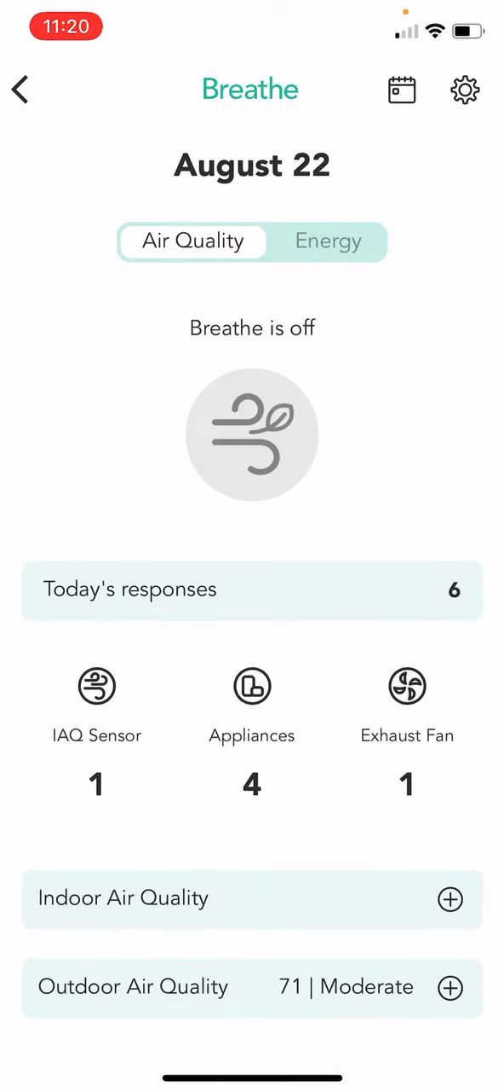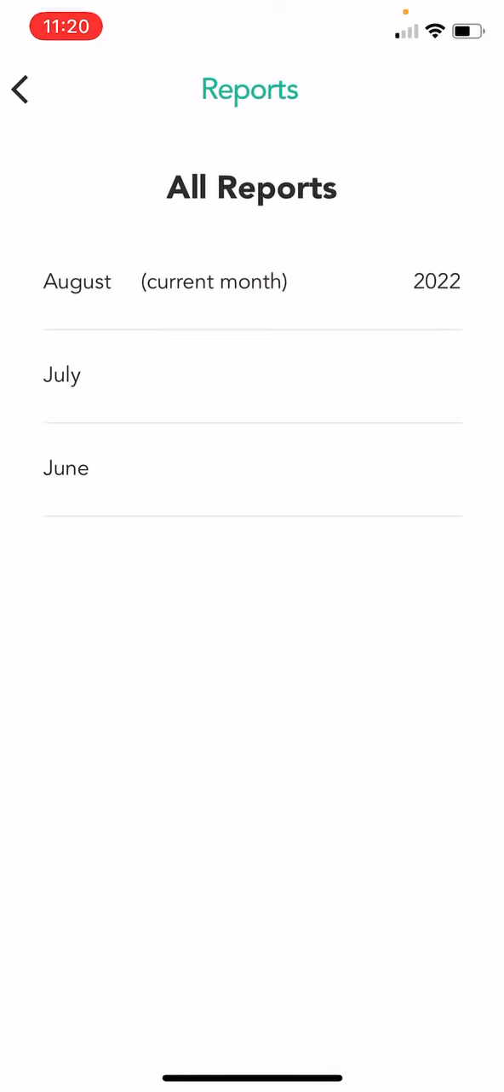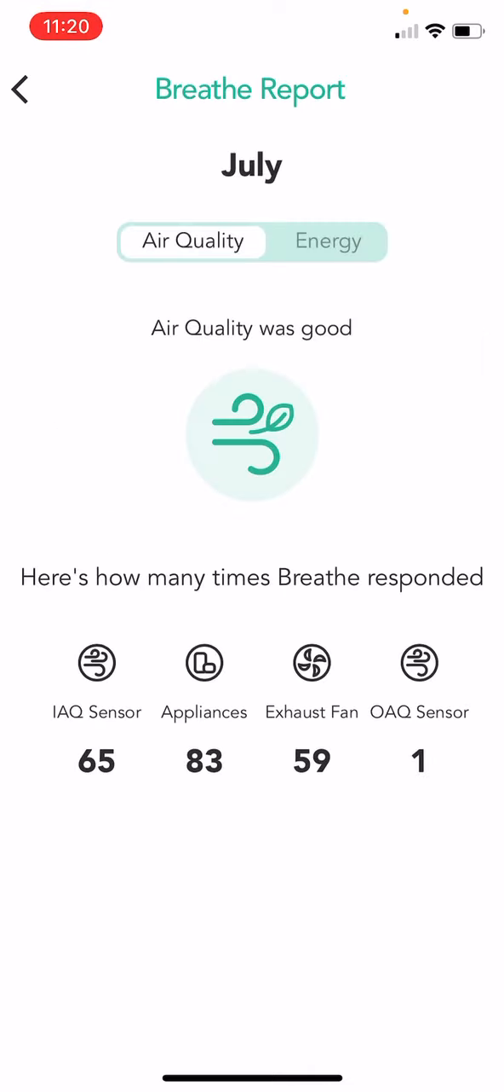If we take a deeper dive back into the service, let's see how this performs. Let's look at the month of July, because it was the last full month of runtime. And this is running predominantly under the predictive mode. So here we see there were 65 indoor air quality sensor driven air purifications that took place. There were also 83 appliance driven, 59 exhaust fans, and 1 outdoor air quality.